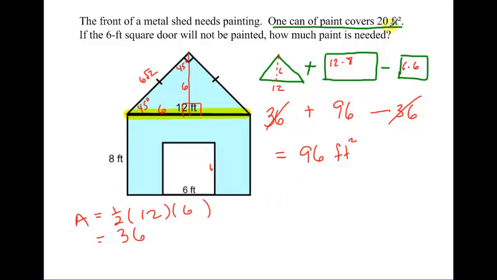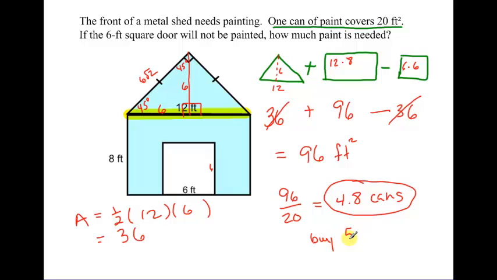All right, so how much paint do we need? Each can is going to cover 20 square feet. So let's take our total and divide it by the 20 square feet that each can will do. And dividing that out gives me 4.8 cans of paint that I need. All right, so that's my answer. Now, of course, I'm going to go buy 5 cans because they're probably not going to sell me a piece of a can. Cool. Love these triangles.